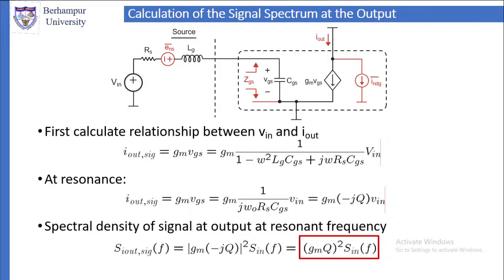So the spectral density of the signal at the output at resonant frequency, capital S is the spectral density. S I out of the signal at f is equal to the absolute square of gm minus jQ into S in f. So that is gm Q square into S in f. S in is the spectral density of the input signal.